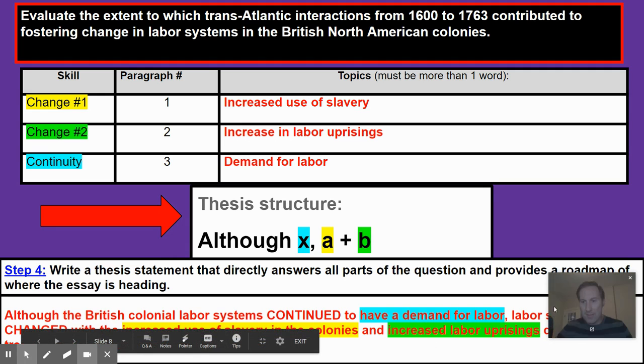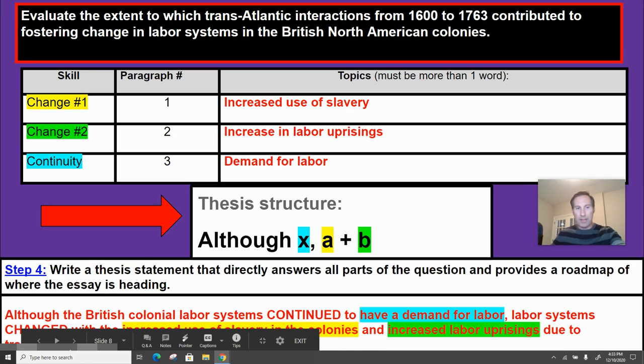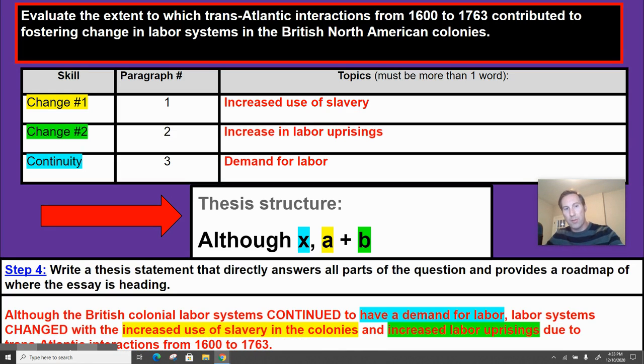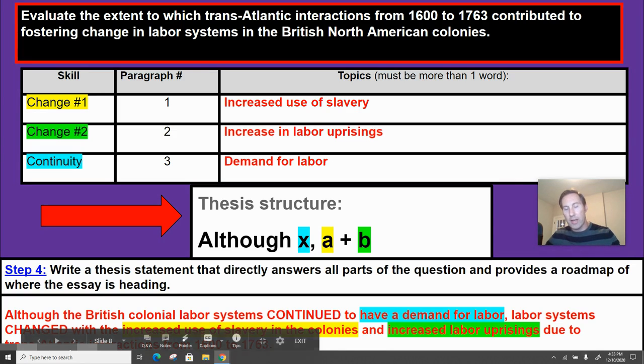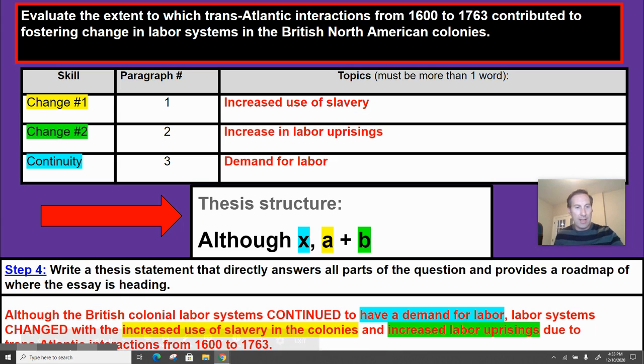So taking a look at this, there's my categories up here. I'm going to drop those in, and you can see I've color coded which category matches what part of the thesis I'm going to put it in. Using this although X, A plus B, I could write a thesis that says, although the British colonial labor systems continued to have a demand for labor, there's my continuity, labor systems changed with the increased use of slavery in the colonies and increased labor uprisings due to transatlantic interactions from 1600 to 1763.